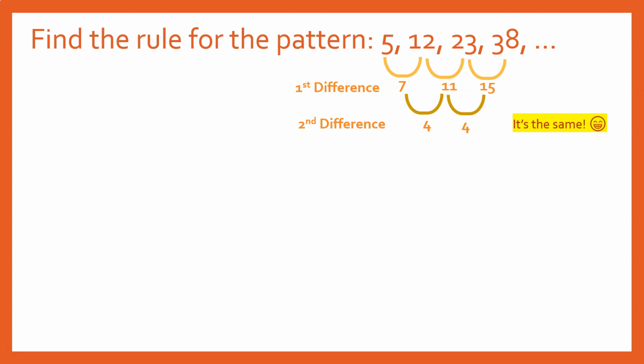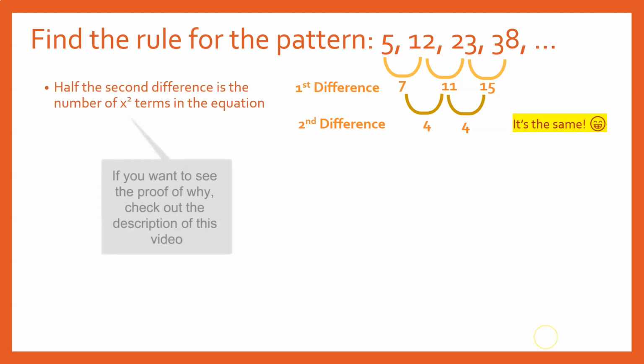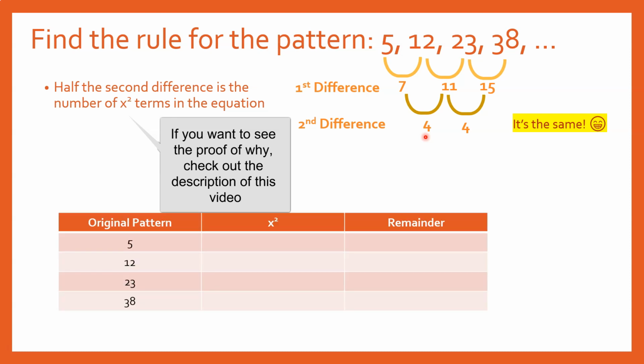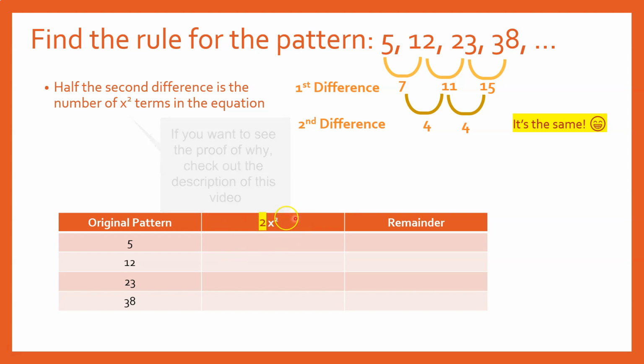Now, when I'm talking about quadratics, it means there's an x squared term in it. Half the second difference is the number of x squared terms that there are in the equation. In this case, our second difference is 4, and half of that is 2. So in our equation, we're not going to just have one x squared term, we're going to have 2x squared. If the difference was 1, it would be half x squared. If the difference between the two terms was 2, then it would just be a regular x squared, so 1x squared.